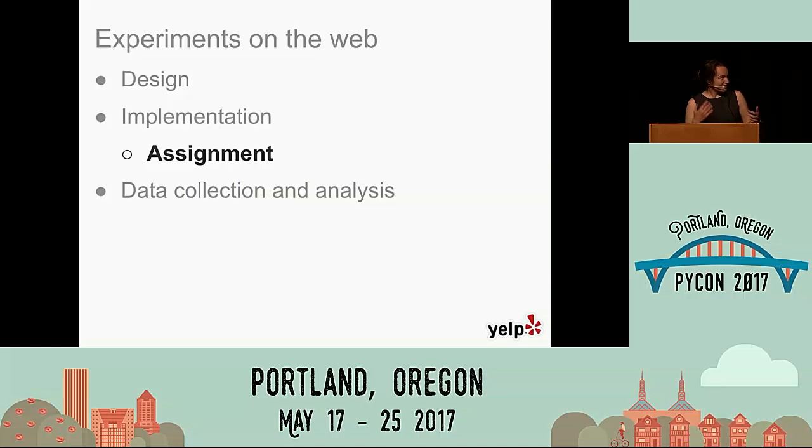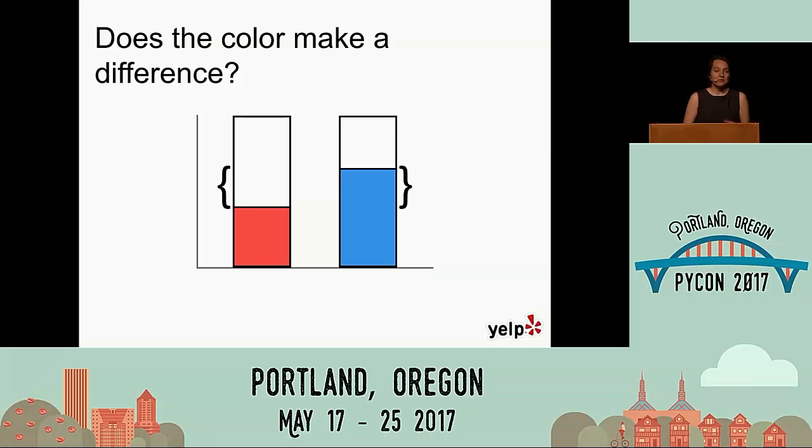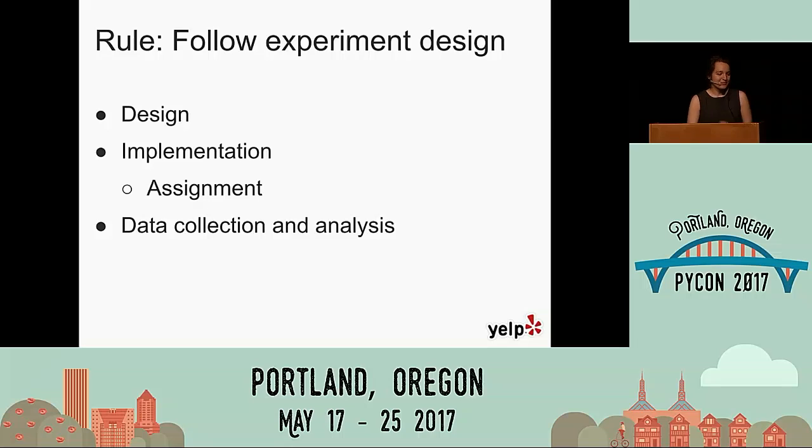Cool, and then part of the code that I need to write is some code that does the experiment assignment. This whole talk is about that, so I'm going to get back to that in a moment. So finally, we're going to run our experiment, collect some data, run our statistics, and then we'll be able to answer our question, does the color make a difference? Cool, so with that, we have our first rule, we have an outline.